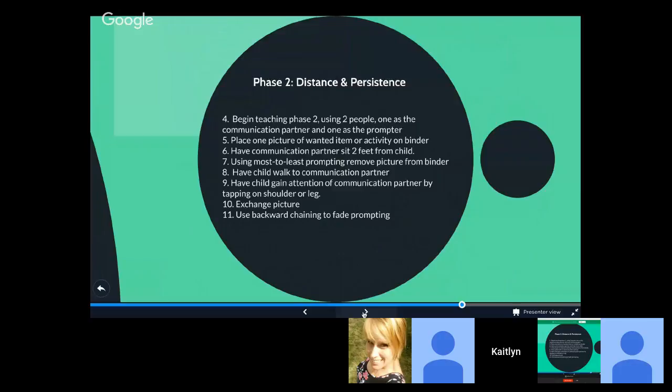So you will start with teaching phase 2 using 2 people, one as the communication partner and one as the prompter. Still only have that one item on the front of the binder that you know they want, that's heavily reinforced. You'll have the communication partner sit about 2 feet away from the child just to begin. And using most to least prompting, you'll have the child remove the picture from the binder, walk to the communication partner, gain the communication partner's attention, and then place the picture within their hand. And then again, you will use backward chaining to fade prompting until they are able to do this independently. And next I have another sample picture of what this would look like.